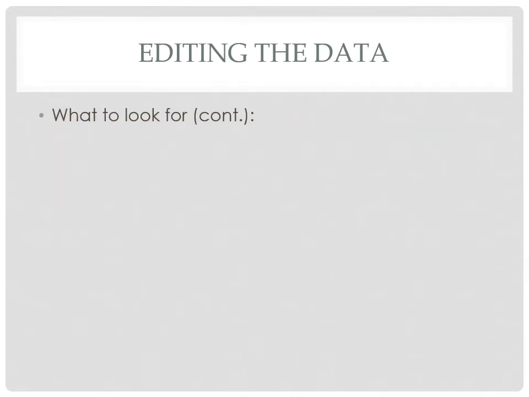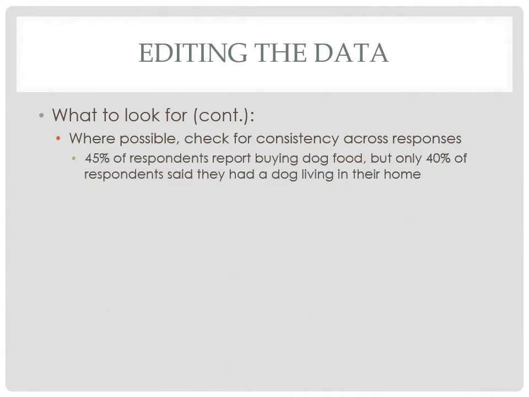All right, what we're also looking for in this editing phase is, where possible, some consistency across responses. This won't be possible in all surveys, but as an example, let's imagine that you were asking some survey questions, and in one question you asked people if they own a pet, and in another question you asked them if they buy dog food, and you see that 45% of respondents report buying dog food, but only 40% of them said they have a dog living in their home. That's a problem, all right?